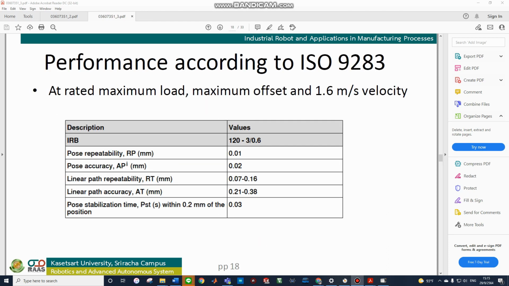What about performance, according to ISO 9283 at rated maximum load, maximum offset and 1.6 meter per second.